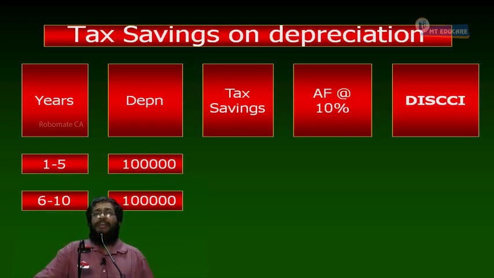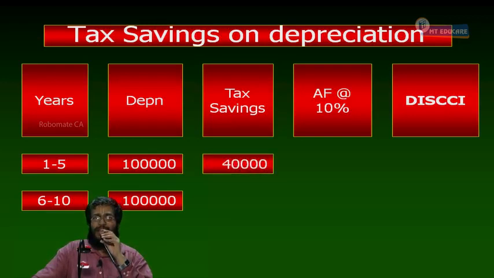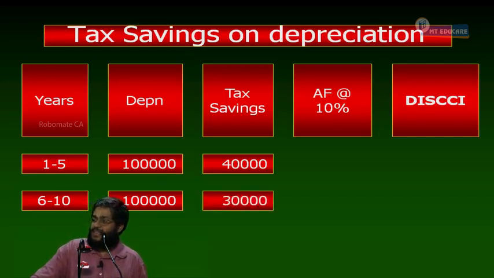Next, for the first 5 years, how much tax? 40%. What are the tax savings? 40,000. For 6 to 10 years, how much do I save? 30%, so the tax savings is 30,000. 40,000 and then 30,000. Can I proceed?